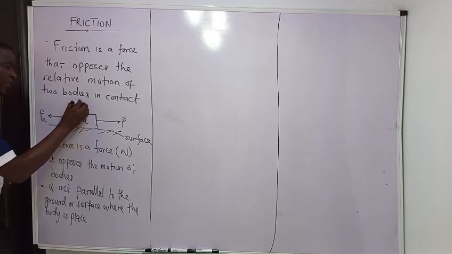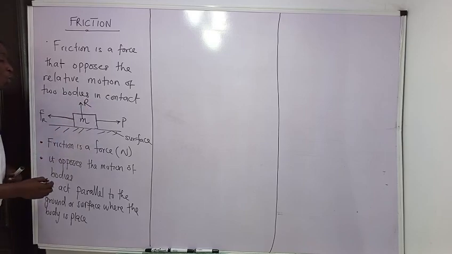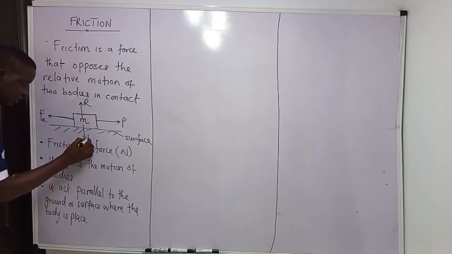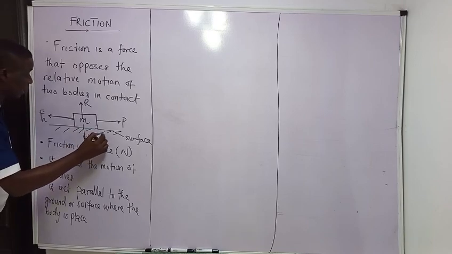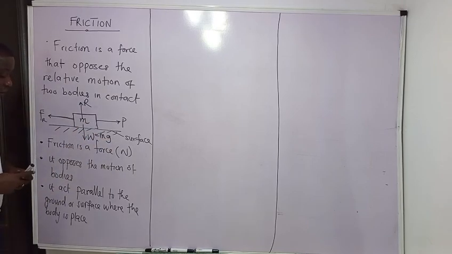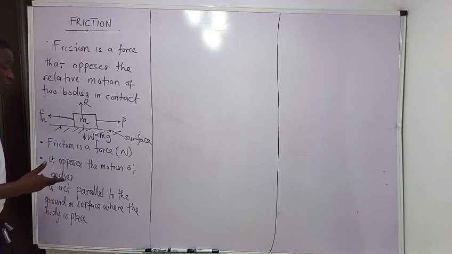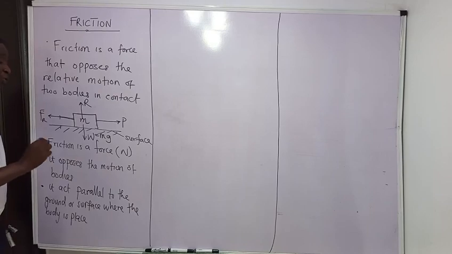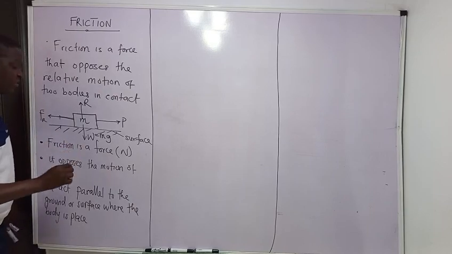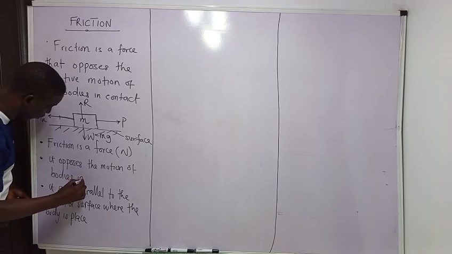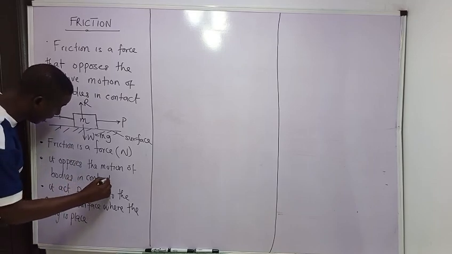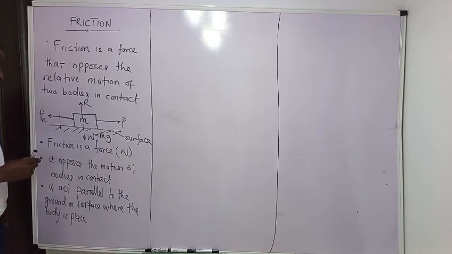That means there will be a normal reaction here that is pressing the two bodies to be in contact, and there is a weight here, which is the weight of the body, Mg. Now these three things, don't forget: the frictional force is parallel to the surface where the body is placed. Number 2, frictional force opposes the motion of bodies in contact. And lastly, frictional force is a force.